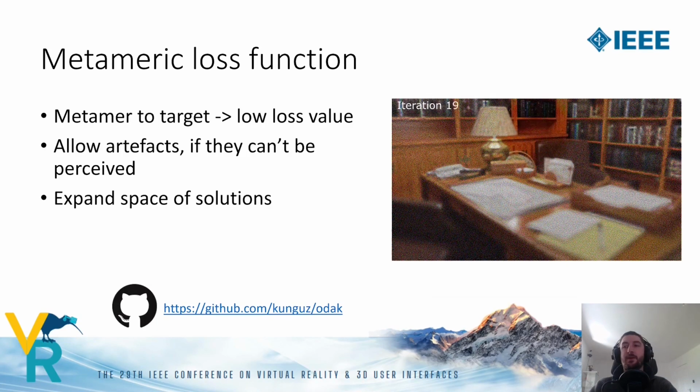The goal of our Metameric loss is that any metamer to a target image should have a low loss value. In this way we can allow artifacts such as noise or ringing in our outputs as long as those artifacts cannot be perceived. This expands the space of solutions and can allow for convergence to results that are perceptually closer to the target, even if they may actually be further away under losses such as mean squared error.